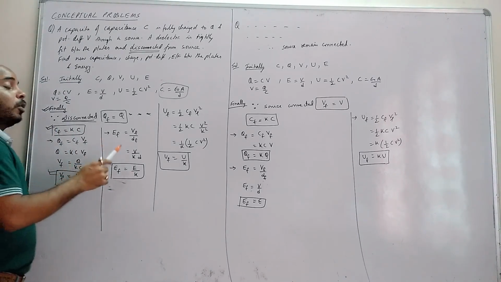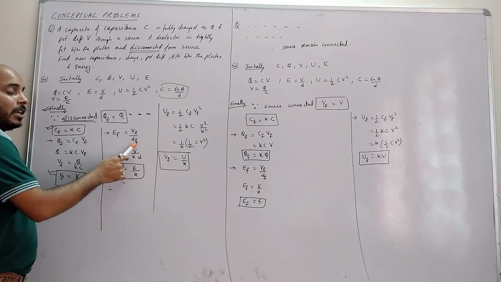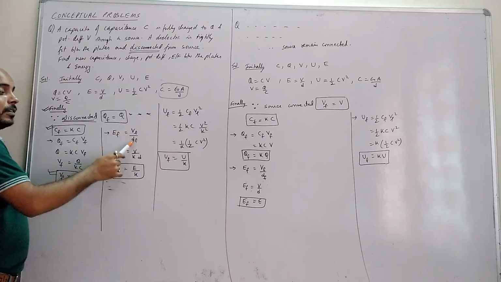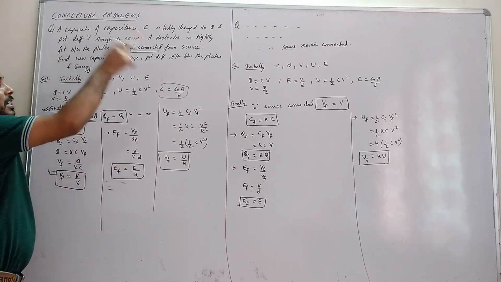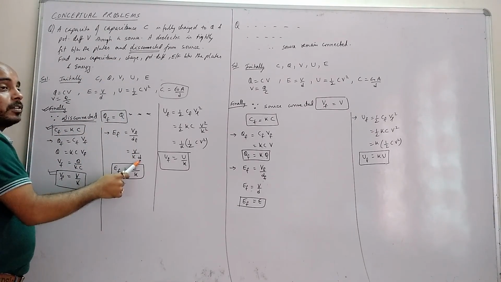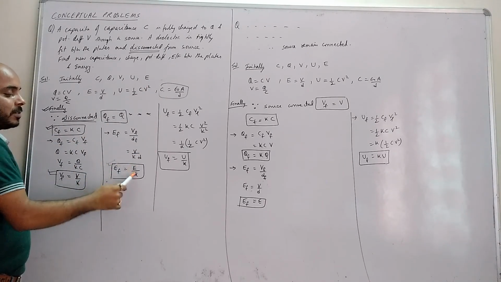Okay, next the electric field formula. Electric field we know is V by d. So final electric field equals final potential difference by final separation. Final potential difference we got V by K. Now final separation: are we changing anything with the separation? No. So d final will remain the initial d. So again the electric field is decreasing by K times.